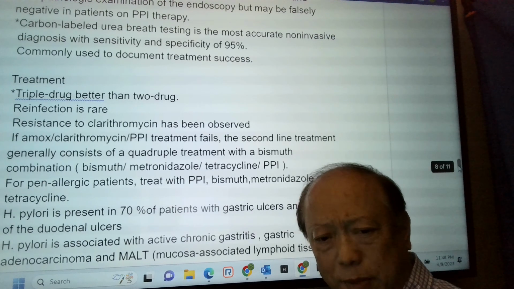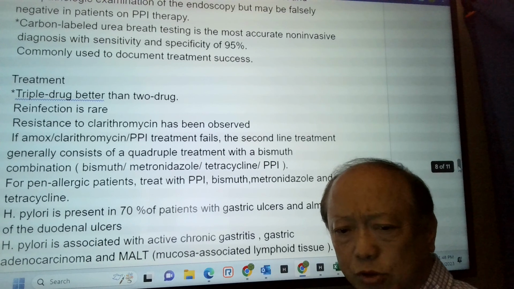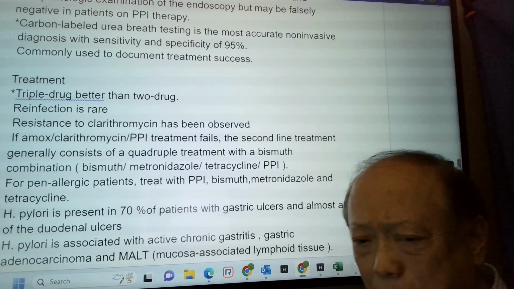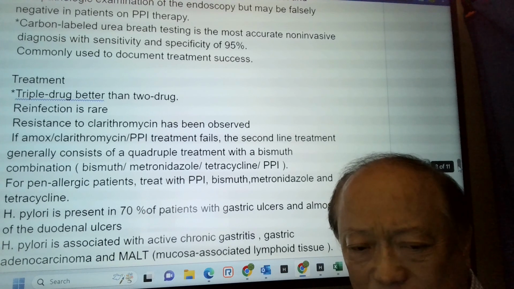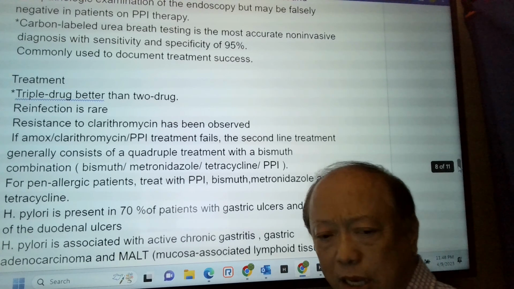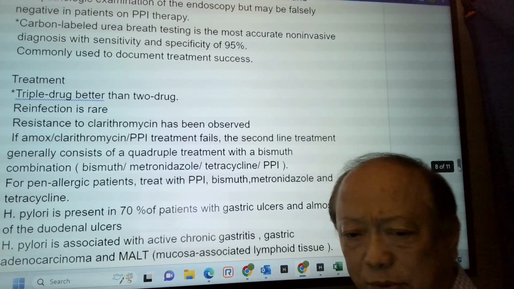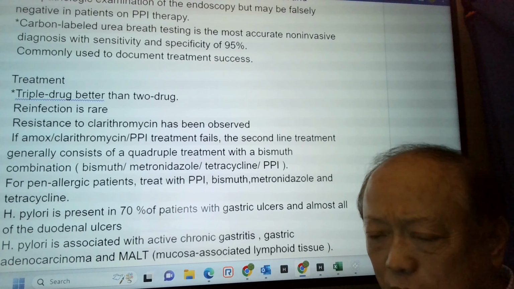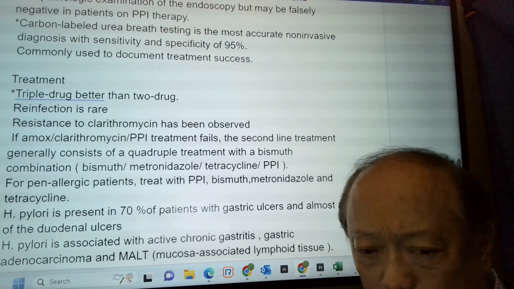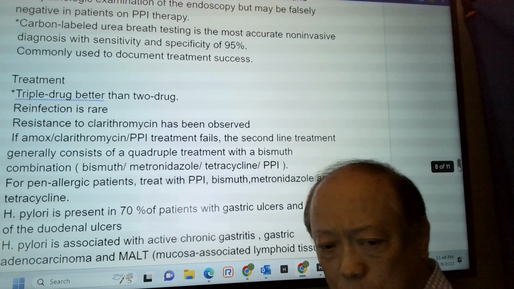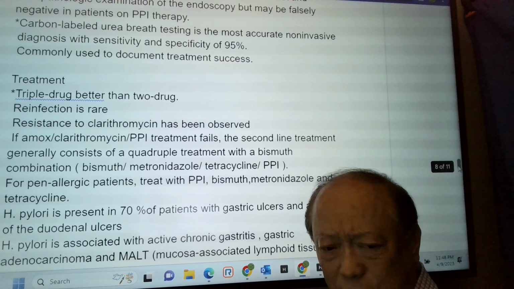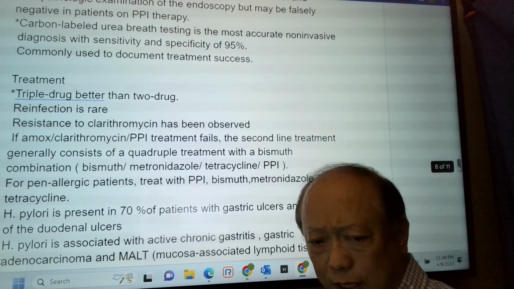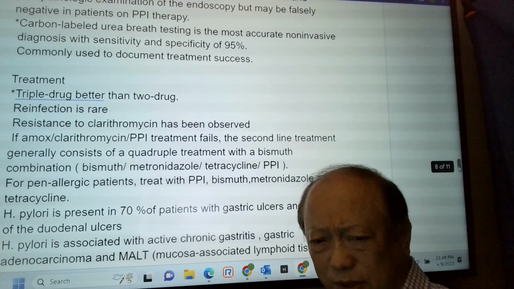For penicillin allergic patients, treat with PPI, bismuth, metronidazole, and tetracycline. H. pylori is present in 70% of patients with gastric ulcer and almost all of the duodenal ulcers. So H. pylori is expected to be found in almost all duodenal ulcers, but only 70% of gastric.